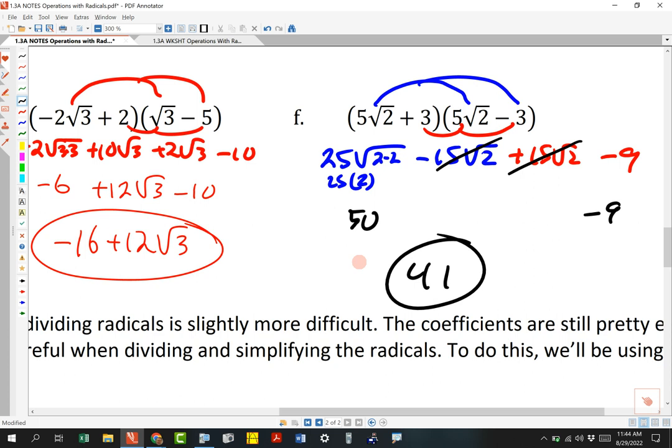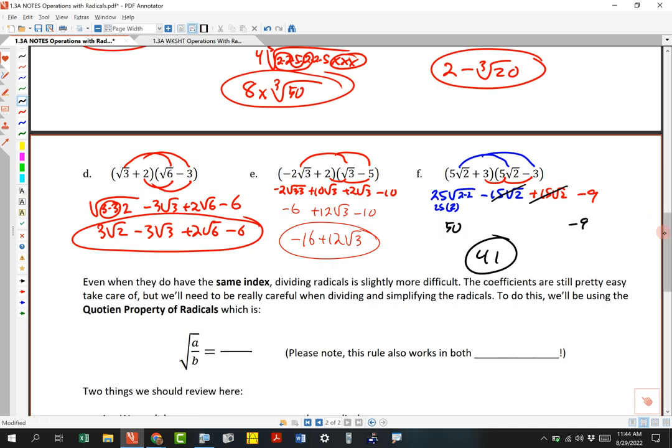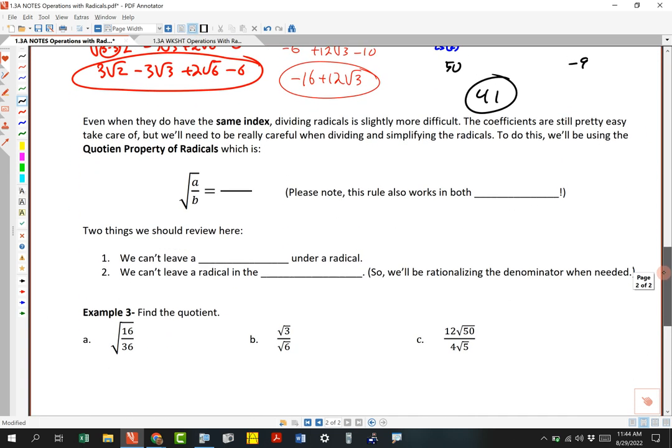Gavin, would you be willing to tell us what you got? Sure. What'd you get? 41. You got 41. Raise your hand if you got 41. All right. If you didn't get 41, no problem. You may not have seen a problem like this before. Kind of cool when the radicals cancel each other out. So we just get a constant, a nice whole number here. And then we get a nice integer at the end. And these two happen to cancel each other out. One of them is -15 radical 2, and the other one's 15 radical 2. So we're all good there. Any questions?